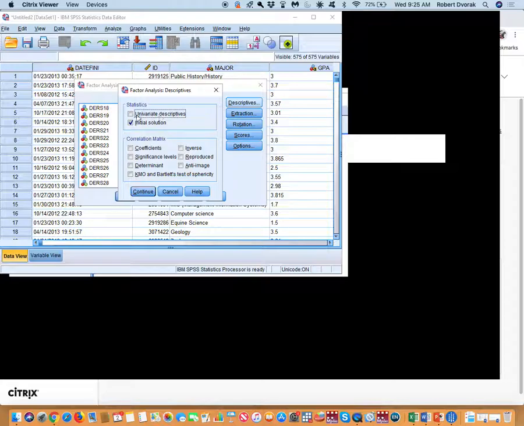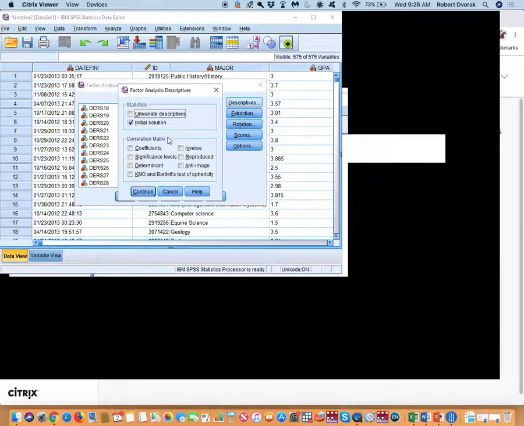So as far as factor analysis descriptive statistics, we want the initial solution. Univariate descriptives are less important. If you select that, it's going to give you the mean of every single item, the standard deviation of every single item, skew and kurtosis of every single item. Right now, we don't care about that, right? That's less important.